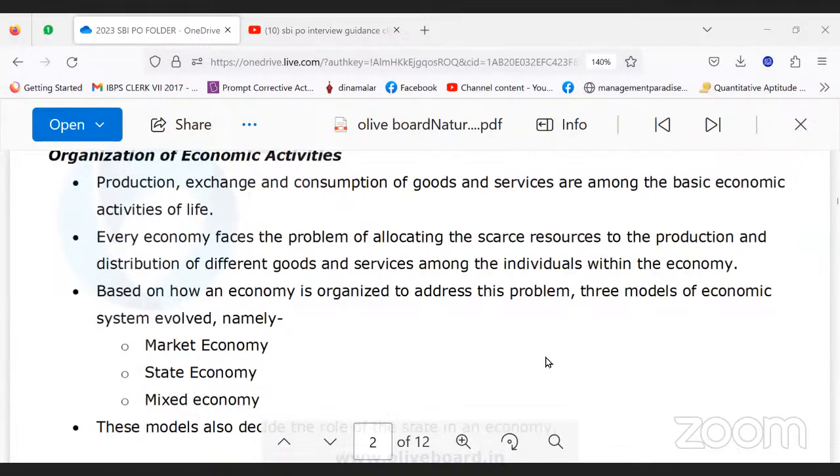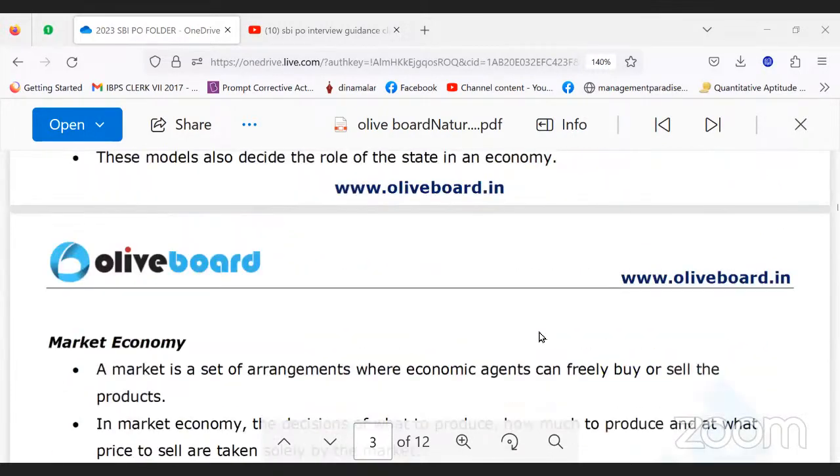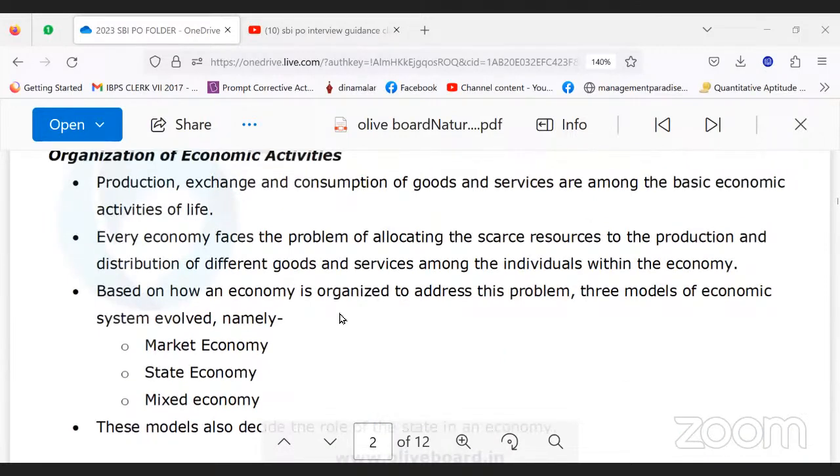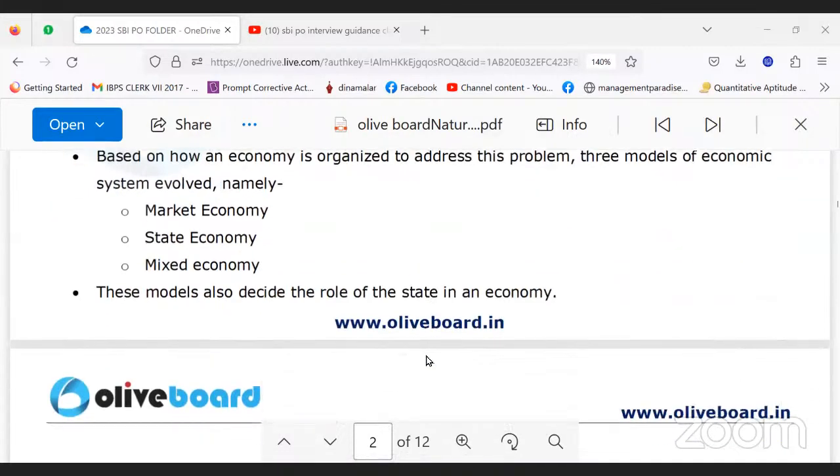Organization of economic activities. Production, exchange, and consumption of goods and services are among the basic economic activities of life. Every economy faces the problem of allocating the scarce resources to the production and distribution of different goods and services among the individuals within the economy. Based on how an economy is organized to address this problem, three models of economic system evolved, namely market economy, state economy, and mixed economy. These models also decide the role of the state in an economy.